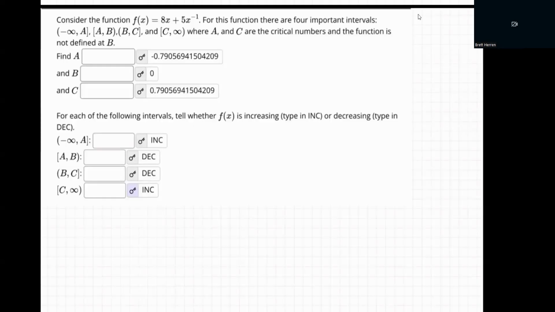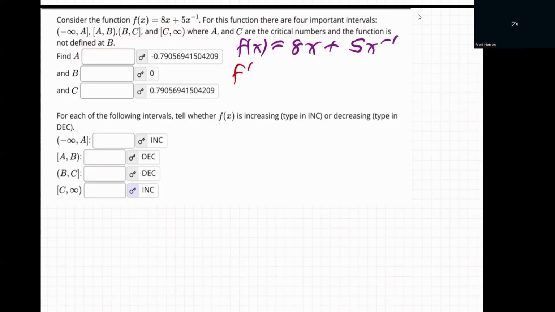This question gives us a function right here and says for this function, there's four important intervals. A and C are critical numbers, and B is a place where it's not defined. Okay, let's take this function. So here we have the function 8x plus 5x to the minus 1.